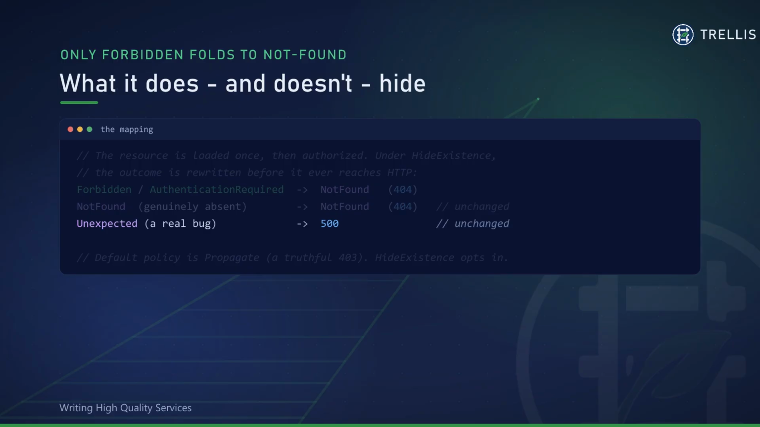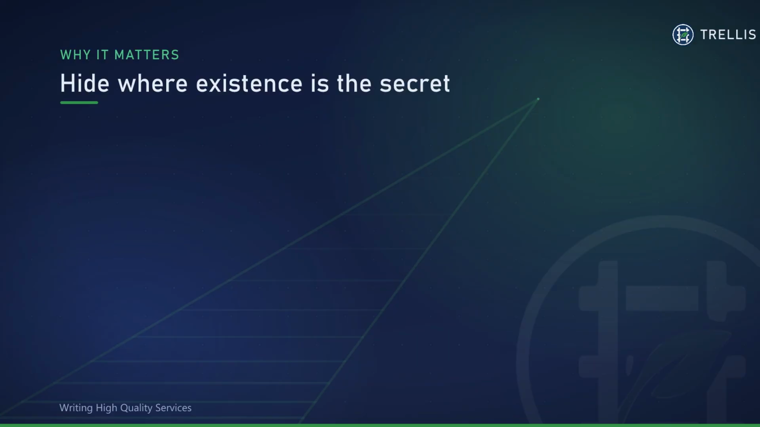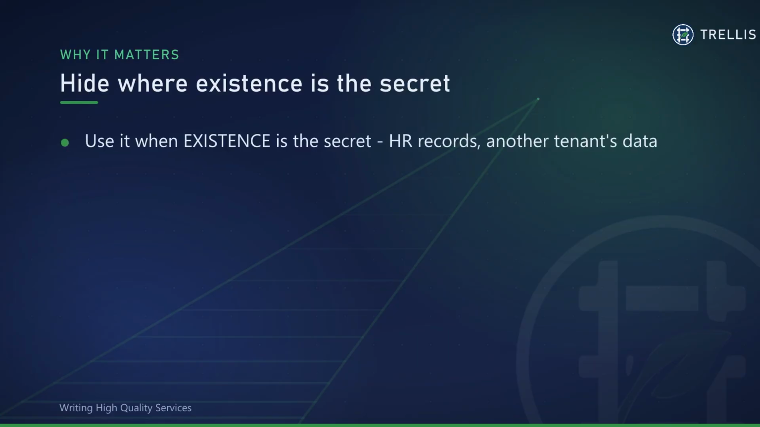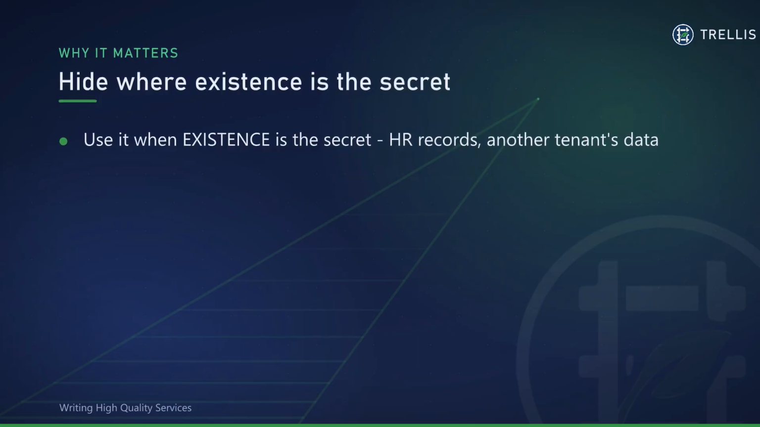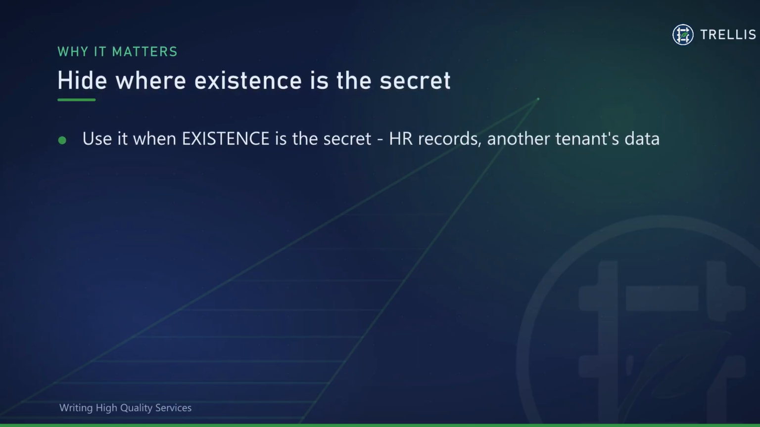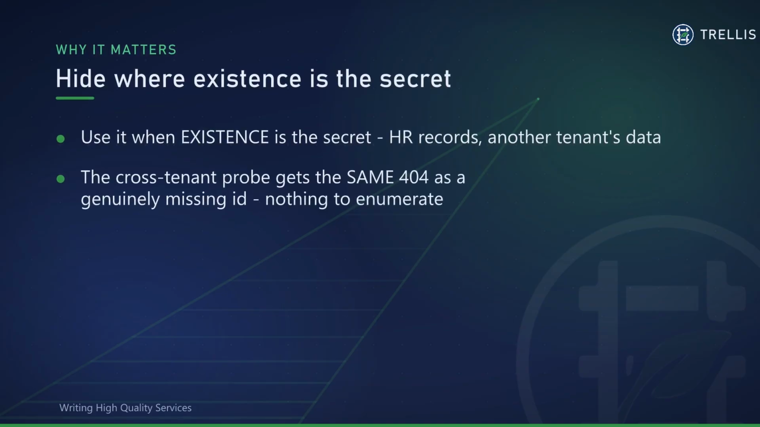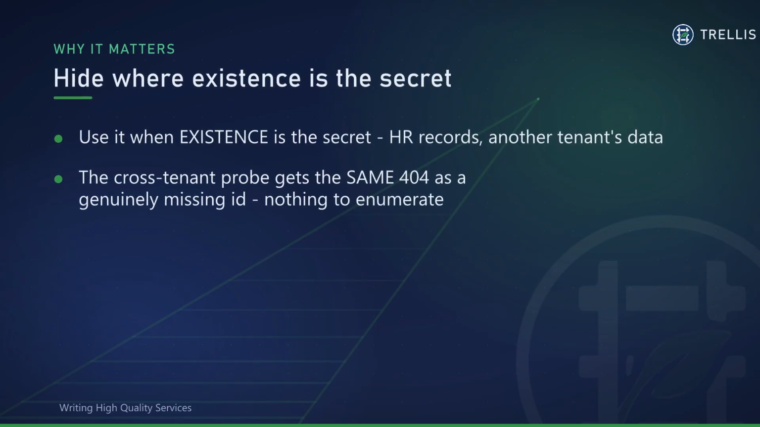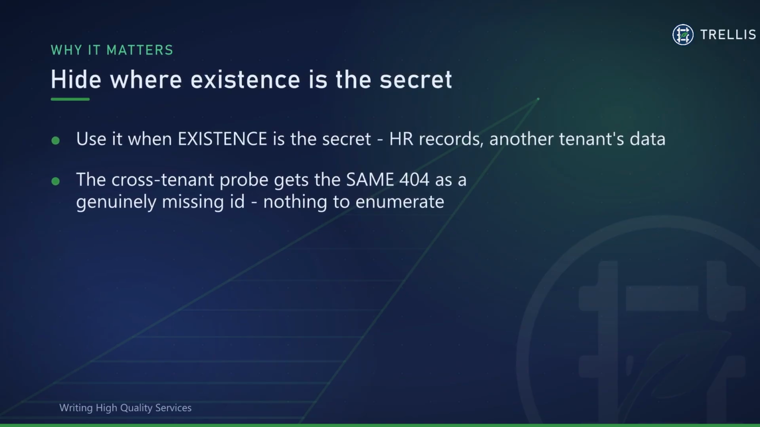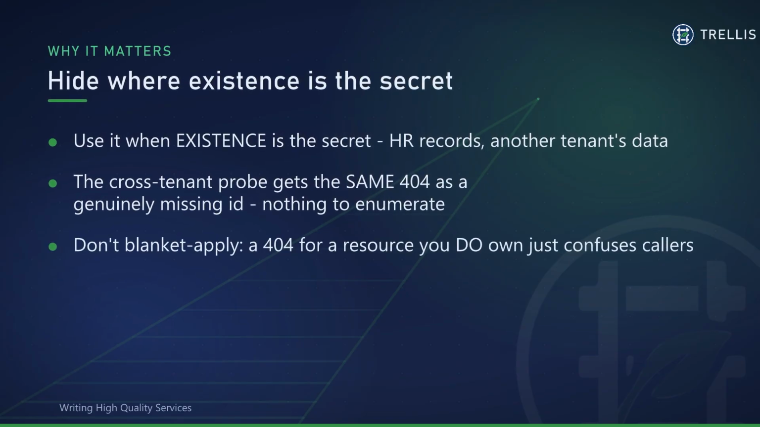It's opt-in, per type. The default stays a truthful 403, and you reach for HideExistence only on the resources whose very existence is a secret. So when should you reach for this? Use it when the existence of a thing is itself the secret. HR records, another customer's data, a private document whose URL shouldn't be confirmable. In those cases, the cross-tenant probe gets the same 404 as a genuinely missing ID, and there's simply nothing to enumerate. But don't blanket apply it.